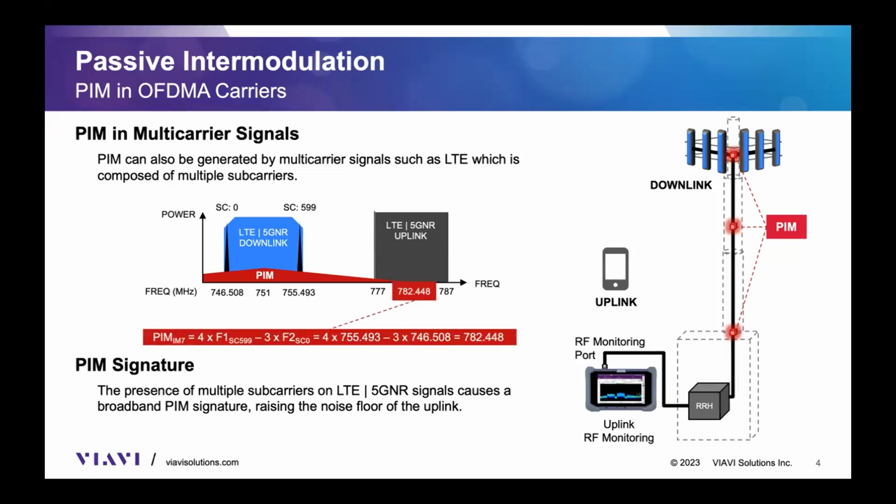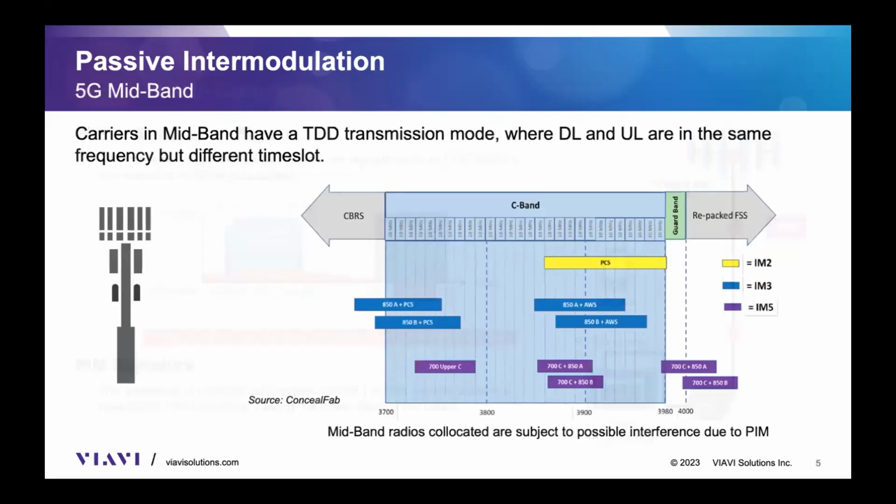So in this example, I'm showing that this can actually go all the way into my uplink, which happens to be at 782. And this is just a calculation of my subcarrier 600 with subcarrier 0, that specific combination. And that happens to be intermod 7, where it's landing on my uplink. So that is a problem now.